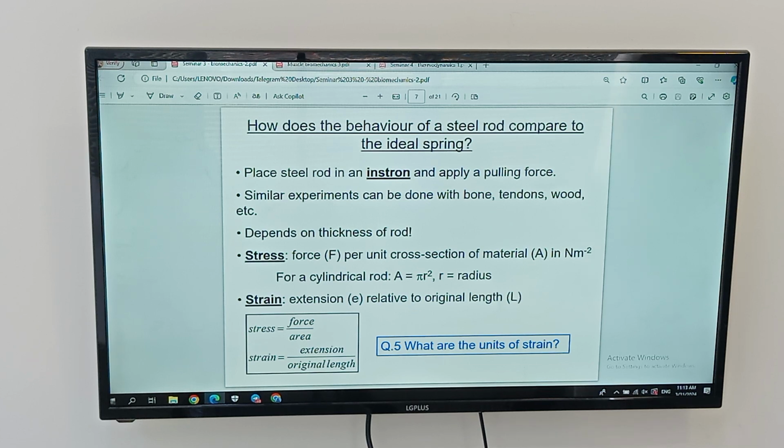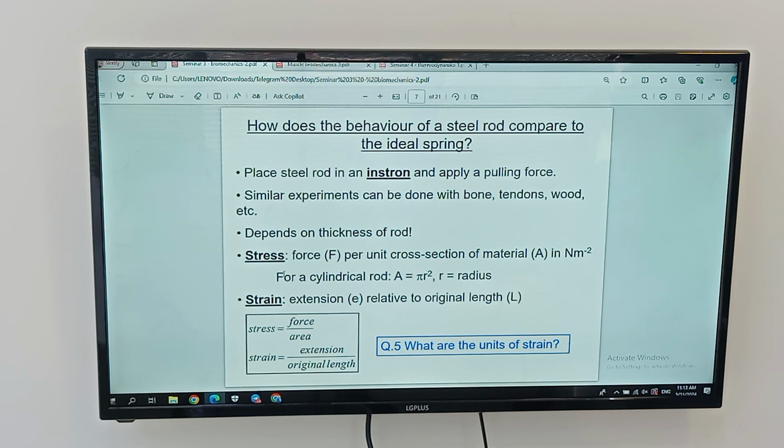Similar experiments can be done with bones, tendons, wood, etc. So basically, any cylindrical shape, this experiment can be done with. As we said, a straight cylindrical shape is the shape of a steel rod, bone, tendons, etc. And it also depends on the thickness of the rod.